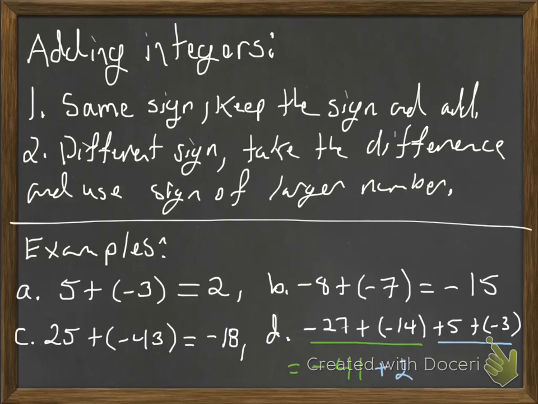And then finally, we have negative 41 plus 2. They have different signs, so we're going to find the difference. So the difference between 41 and 2 is 39. And then the 41 was the larger number. It had the negative sign, so we keep the negative sign. And there you have it.